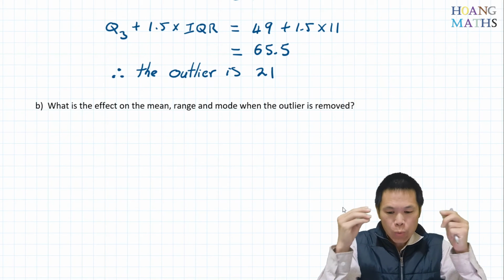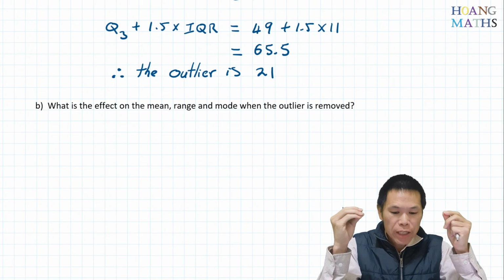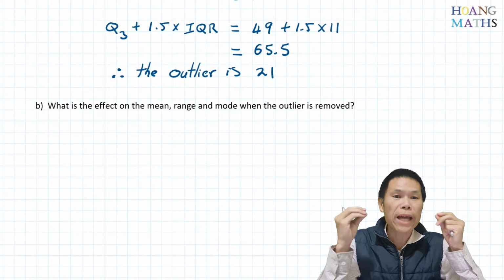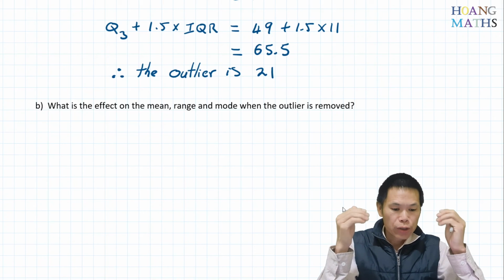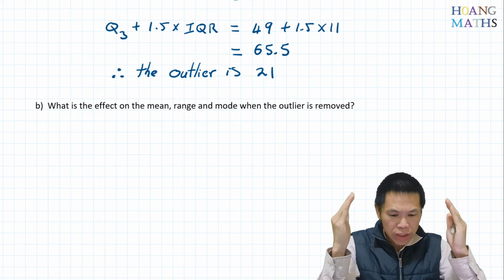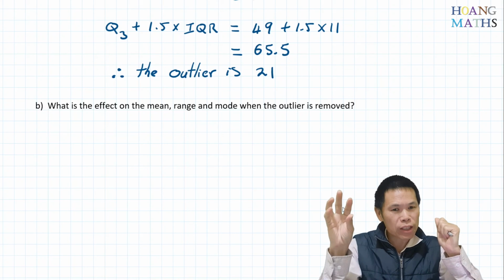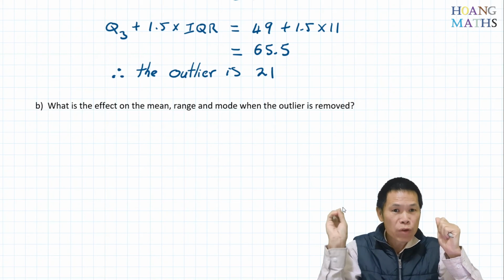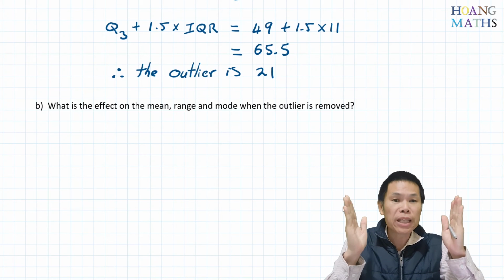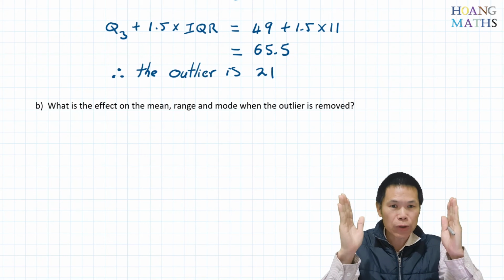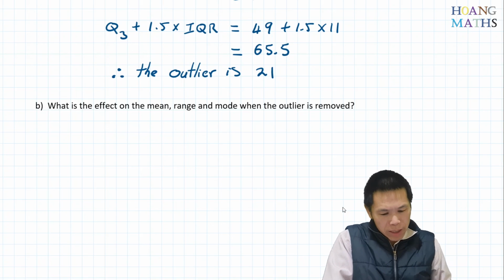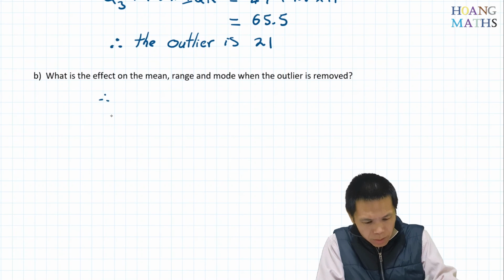Part B. What is the effect on the mean, range, and mode when the outlier is removed? Remember, the outlier is 21, so it is the smallest number. If we remove the smallest number, this means that the mean will increase. Let me write this down.